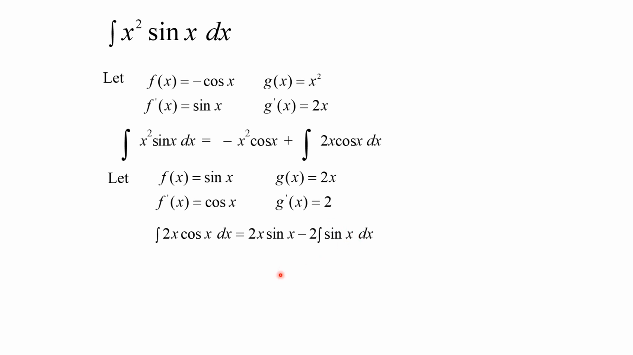So don't forget to write the final answer, which will be negative x squared plus cos x. And don't forget to write down this, and plus the answer for this, which is this part here. So you copy this down, 2x sin x, integrating sine gives you negative cos. So negative negative cancels out and becomes plus 2 cos x. And don't forget your c, because this is an indefinite integral.